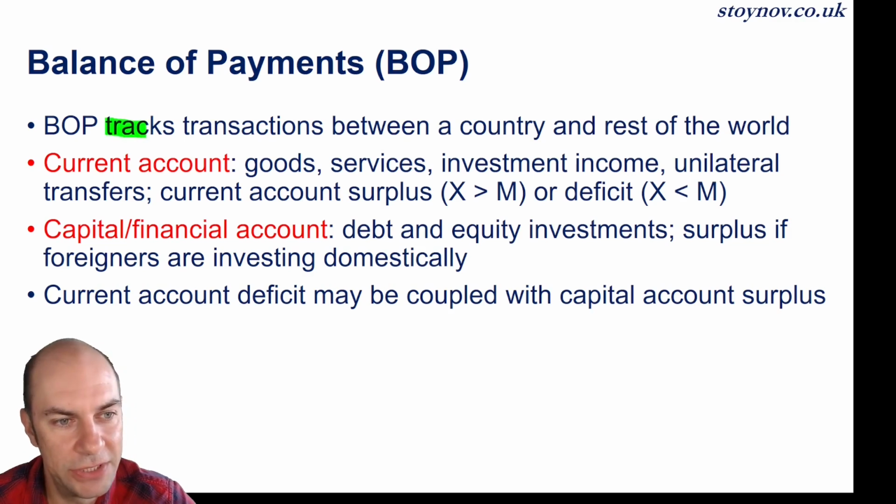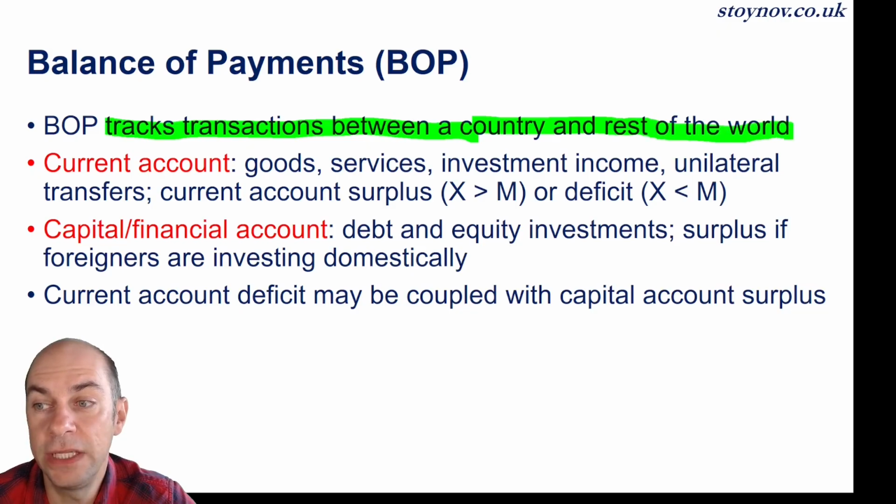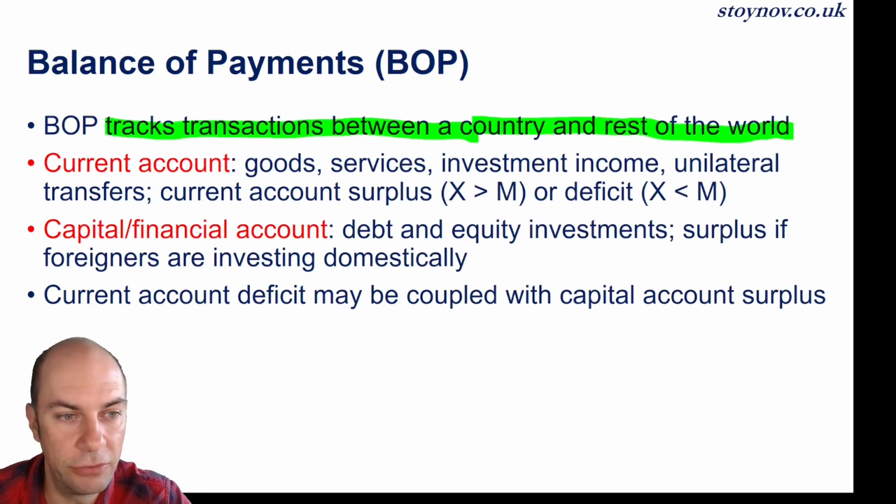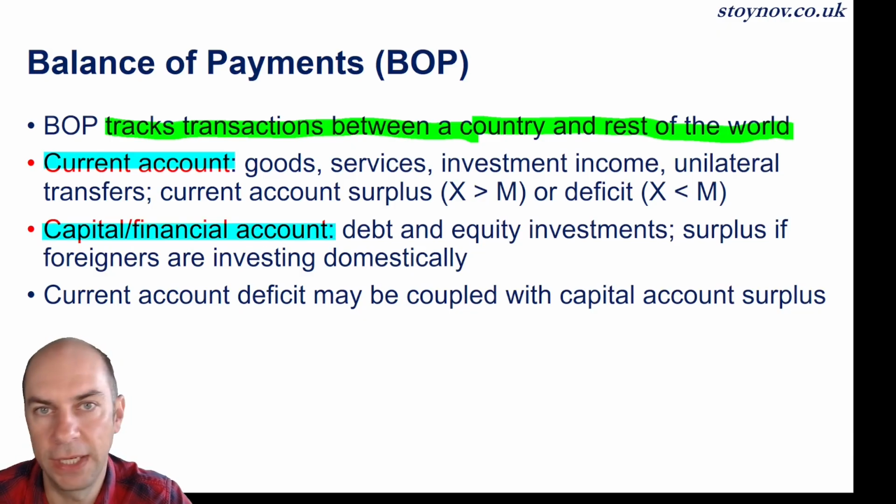Well, balance of payments tracks transactions between a country and its trading partners in the rest of the world, okay? If you think of a balance sheet showing assets and liabilities for a company, balance of payments is a more macro concept at the country level, showing what's happening between my country and the rest of the world. And this can be further split into two accounts. One is called the current account. The other is called the capital or financial account.